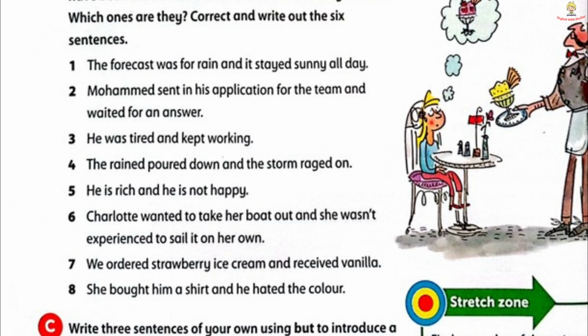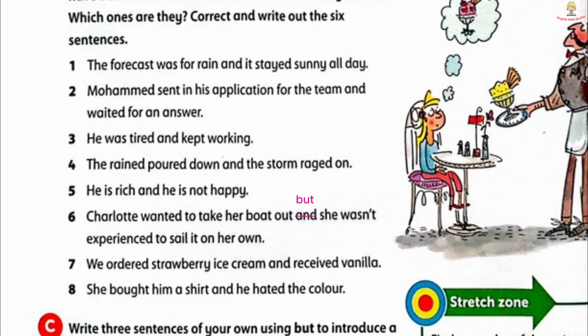Next is, he is rich and he is not happy. So this is a contrasting clause, so we use but. He is rich but he is not happy. Charlotte wanted to take her boat out and she wasn't expected to sail it on her own. So here we also use the conjunction but.